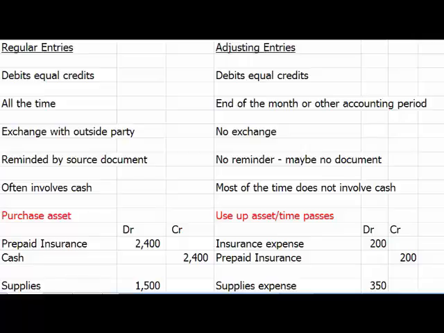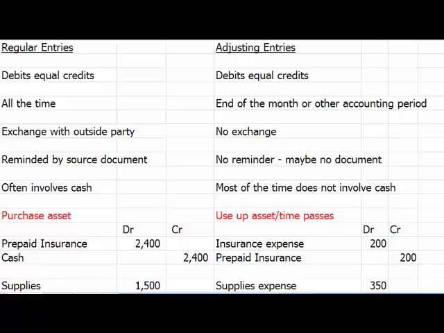As we all know, debits have to equal credits for both adjusting and regular entries. So the process of writing a journal entry does not change. There still needs to be a total amount of debits and a total amount of credits that equal. That will not be anything different for adjusting entries. However, there are some important differences.